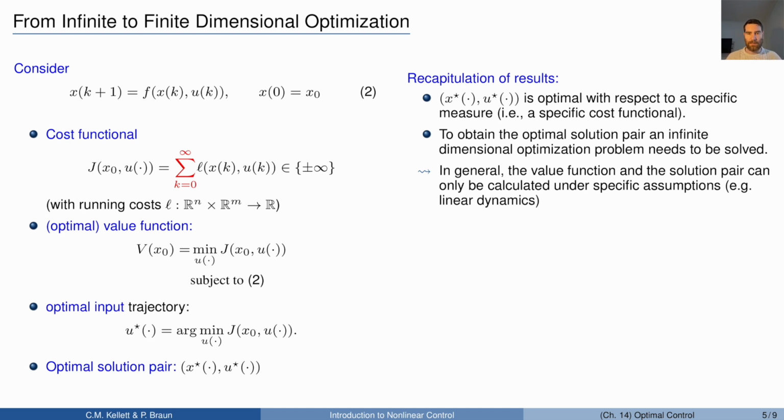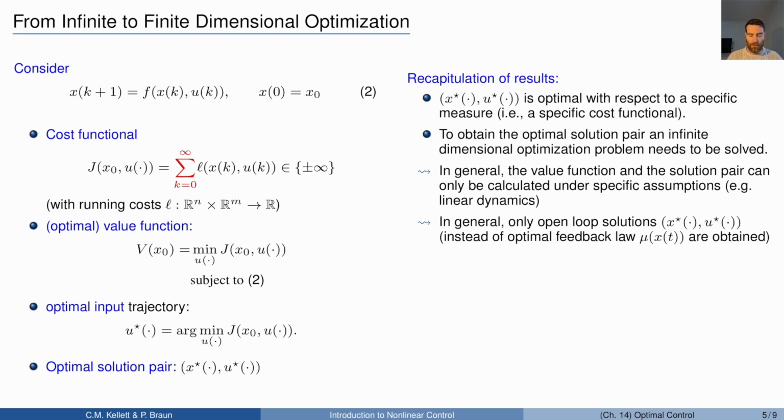So this means that if you look at textbooks, you only find explicit solutions for very specific settings, for example, for linear dynamics. Moreover, in most of the cases, we only get open loop solutions, but not feedback laws. So meaning we get u star of t, but we won't get mu of x of t, a feedback law, to get robustness of controllers if they are implemented on a real-world example.